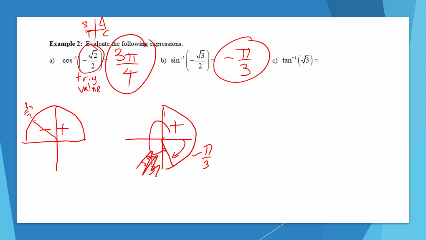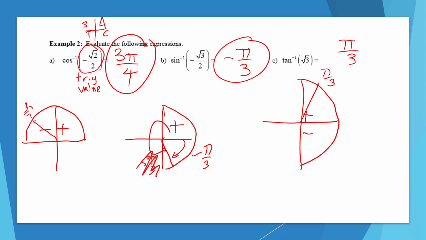Now finally, we have inverse tangent of positive root 3. Remember, the domain for tangent is going to be pretty much the same as sine. Here, tangent's positive. In the fourth quadrant, tangent is negative. Tangent equals positive root 3 at a 60-degree reference angle. So that's going to be pi over 3. And it should just be the positive value because here it's positive root 3. So pi over 3 should be our answer there.